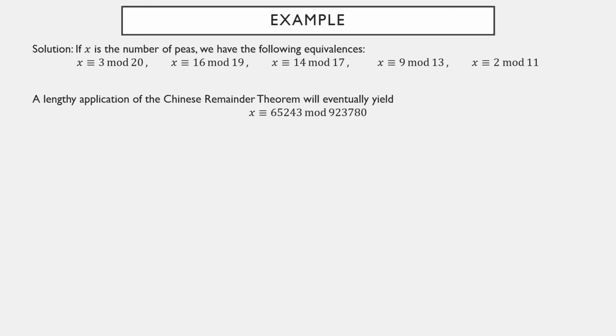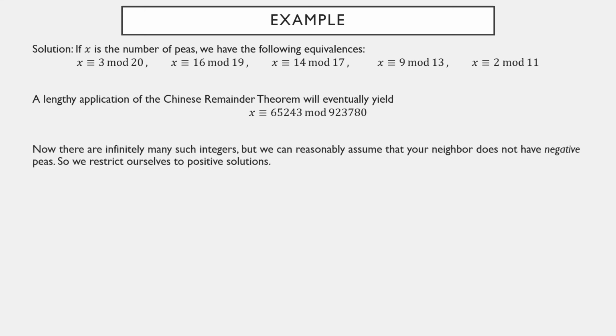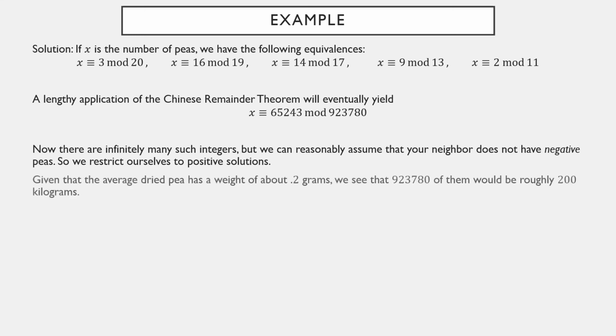923,780. But earlier we didn't just say that the number of peas was equivalent to 65,243 modulo 923,780, we said it was equal to 65,243. How did we get this extra leap? There are, in fact, infinitely many integers that are equivalent to 65,243 modulo 923,780, but at the very least, we can assume we were counting out positive peas, not negative peas. Thankfully, we didn't have a box full of anti-peas to count. So the answer is presumably positive, so we can throw out all the negative solutions.